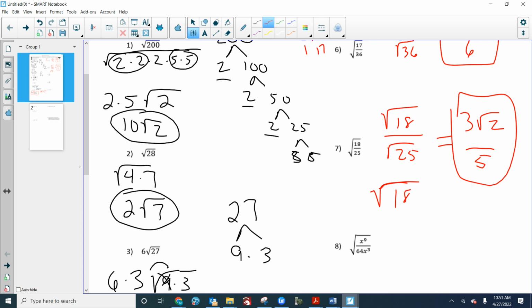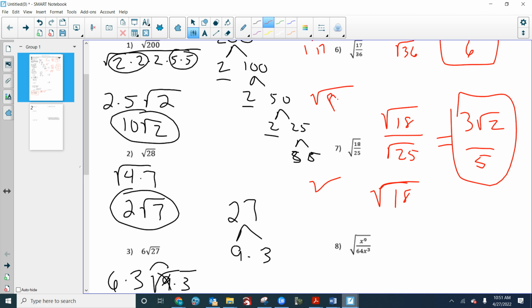Well, we got 4 or 9. 9. So 9 times what? 9 and 2. Okay. So what's the square root of 9? 3. There's your answer. 3 square root of 2. Because it's this.